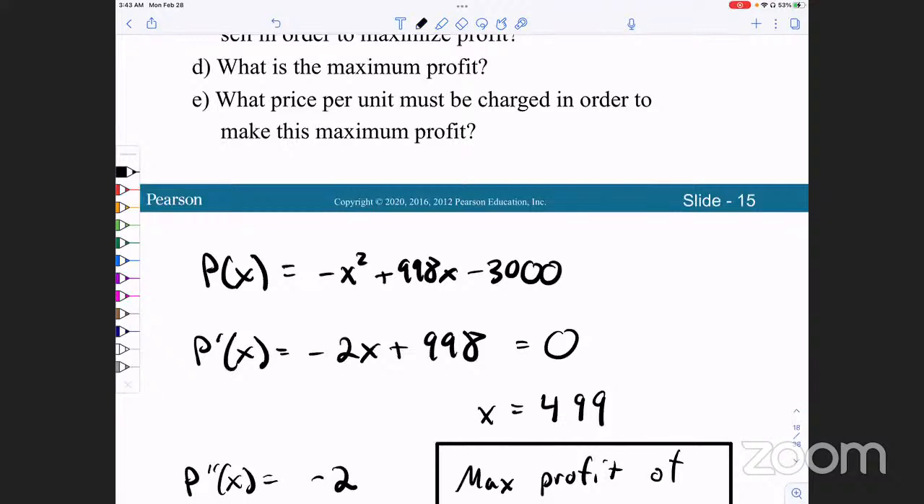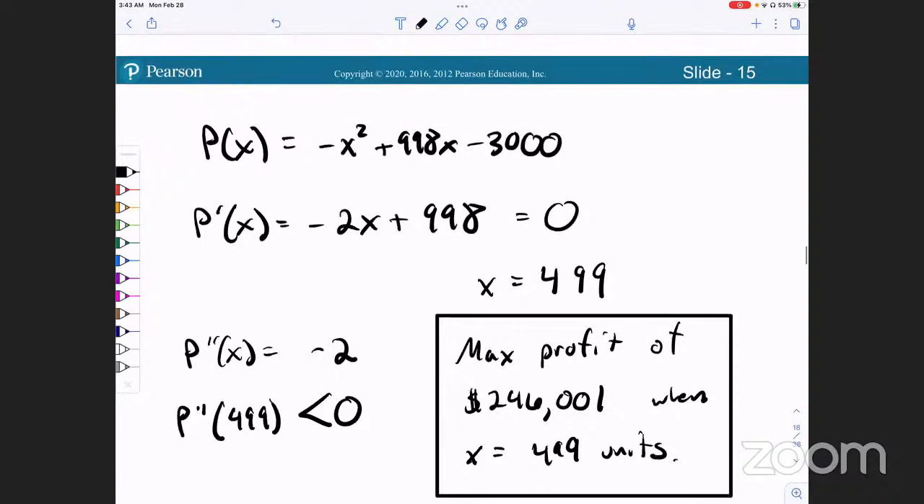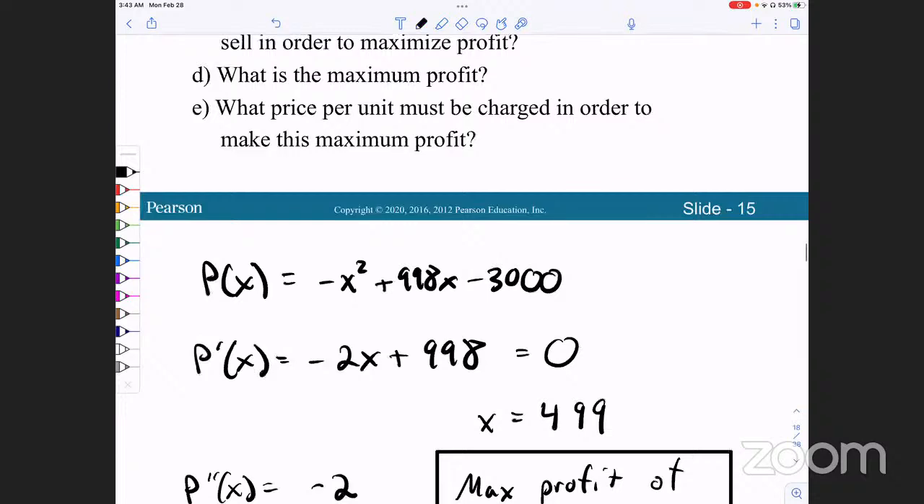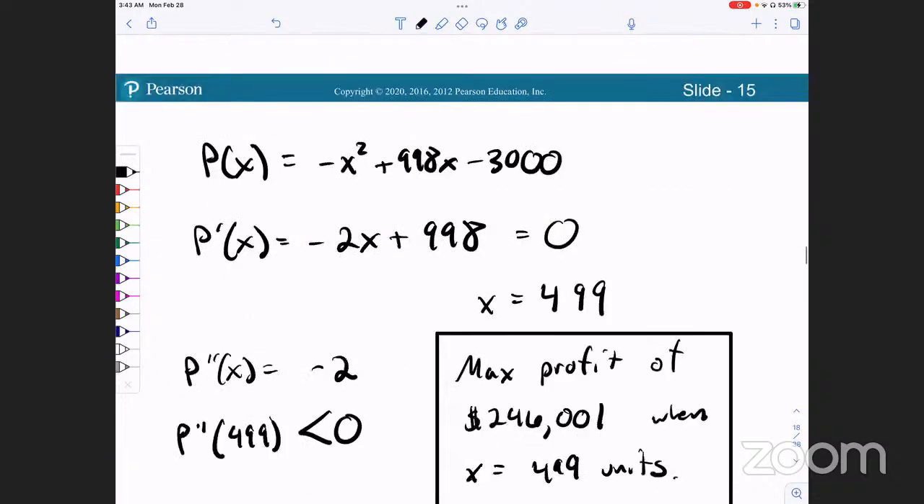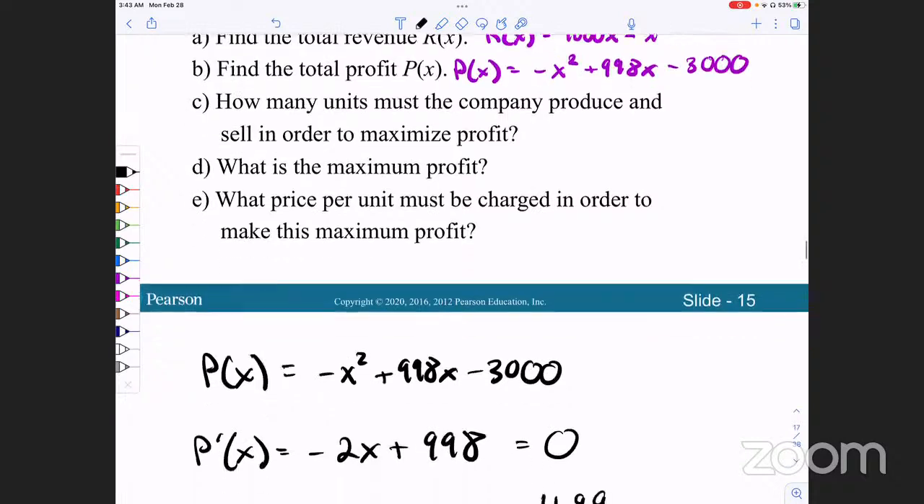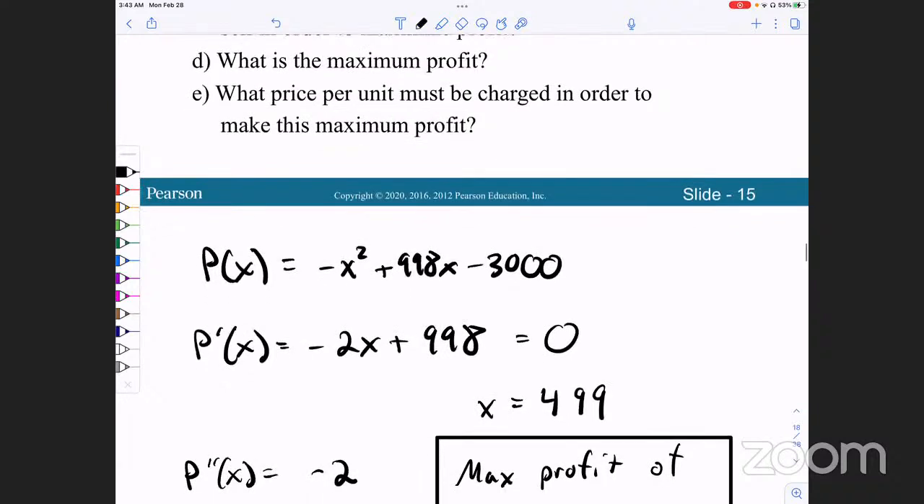Okay. So then, what price per unit must be charged in order to make this? What price per unit? Let me see. We got a max profit of 246,000. How many units must they produce in order to maximize? We got 499. What is the max profit? And then what price per unit must be charged?